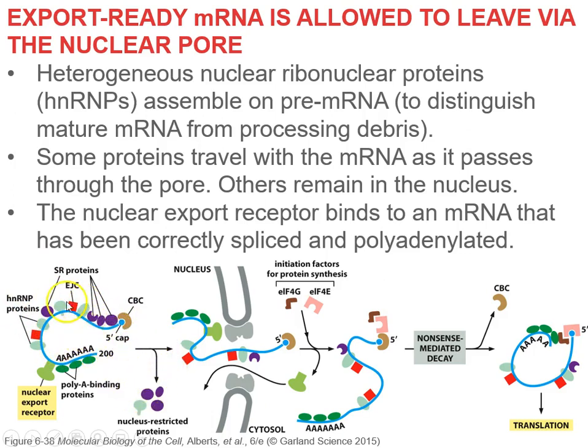Once we have assured the machinery that we're ready to go, then it is allowed to leave. Some of the proteins go along for the ride, as we showed before, and go back in, but some of them dissociate from the messenger RNA as it's transported into the cytosol. And now here we are. Now the messenger RNA has its cap and its poly A tail. Here are these eukaryotic initiation factors, one shown in brown and one shown in pink, and they bind to the cap. Then you form this circular complex, and now you can translate your messenger RNA.